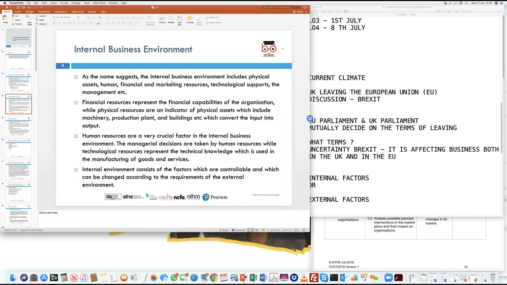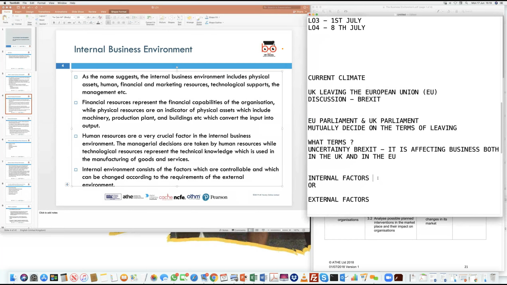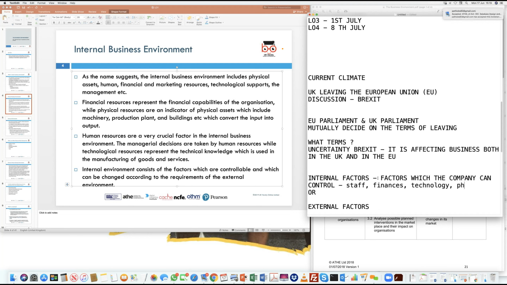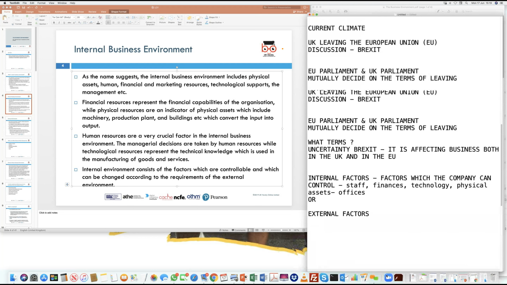Internal, as I explained to you, is a combination of factors which are within the control of the company. They are factors which the company can control. And what are these factors? It could be staff, it could be finances, it could be technology, it could be physical assets like your office, those kind of things.